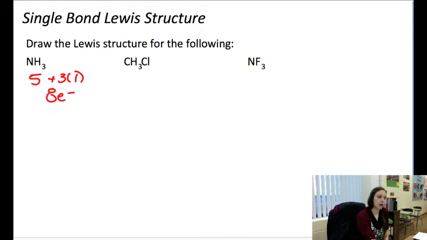Now I figure out, okay, what probably goes in the center? 1 N or 3 H's? H's are never in the center. N is in the center, and I connect all of my N to the H's.